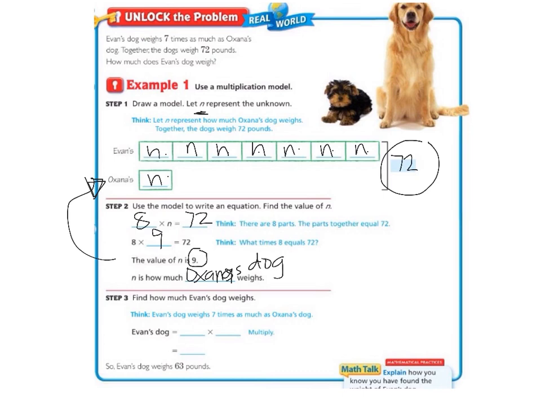Okay, now we know that Oksana's dog weighs 9 pounds because she only has 1 box, but Evan's dog has 7 boxes. So we need to find out if there are 7 boxes and each one is worth 9, how much does Evan's dog weigh? 7 times 9 equals 63. So Evan's dog weighs 63 pounds. So we're comparing Oksana's dog and Evan's dog. Which dog weighs more? Well, that looks like it would be Evan's dog.